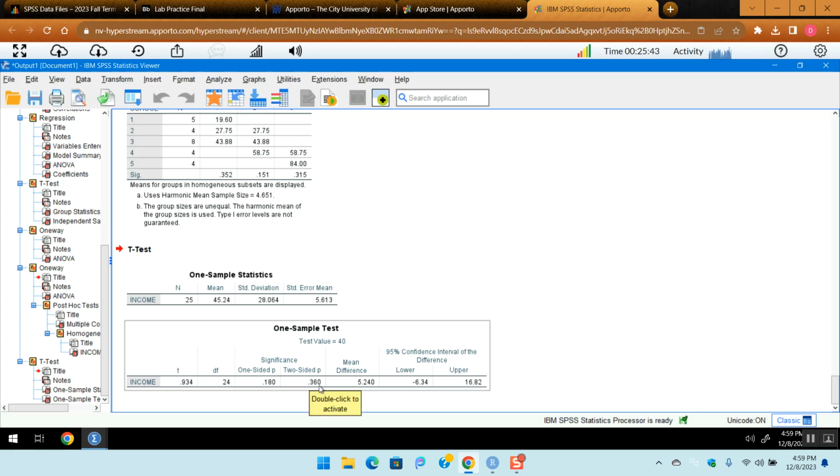Non-directional is 0.360. That's much higher than 0.05. So the sample income is not significantly different than 40. And that kind of makes sense because the sample income is 45 and 45 is close to 40. So what we're saying here is that the sample income of 45,000 is not significantly different than the population income of 40 that we're testing. So the sample fits with the population, if you want to look at it that way. There's no significant difference.